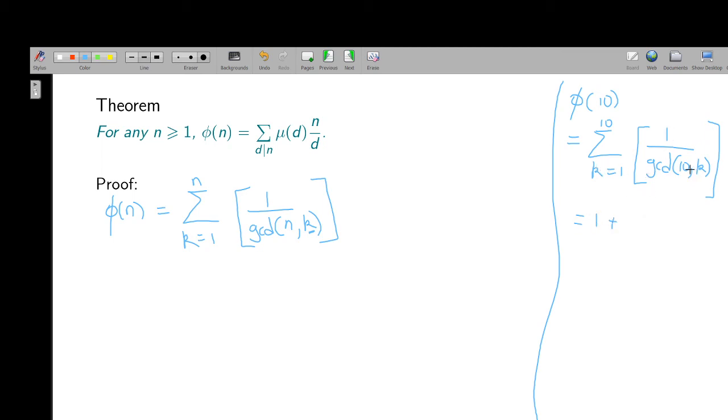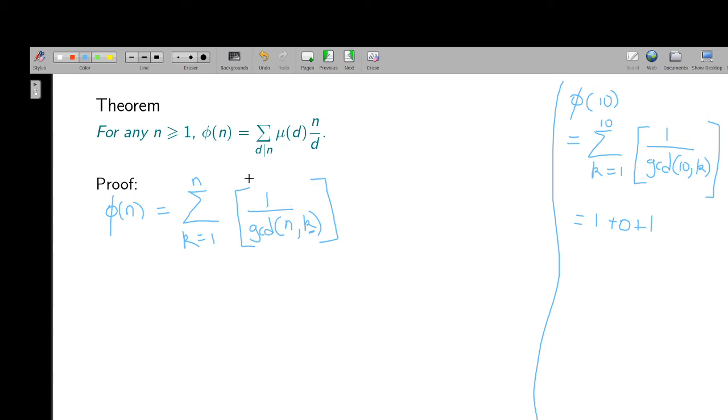When k is 2, 2 is not relatively prime to 10. The GCD of 10 and 2 is 2 itself, so you're going to get the greatest integer of 1 by 2, which is 0. Plus for 3, the GCD of 10 and 3 is 1, so 1 upon 1, which is 1 itself. So what you can see is we are adding 1 for every integer which is relatively prime to 10.